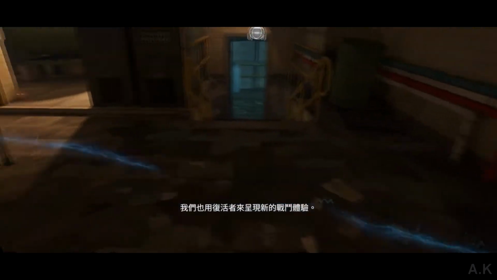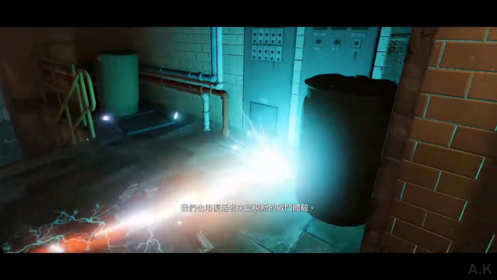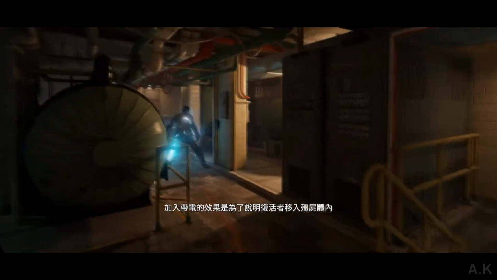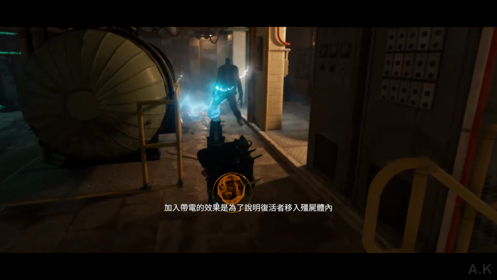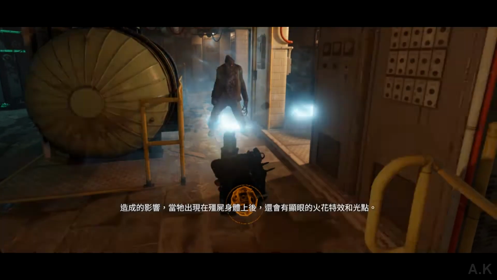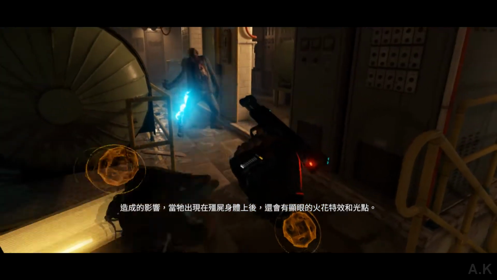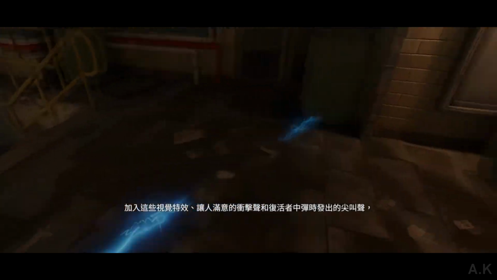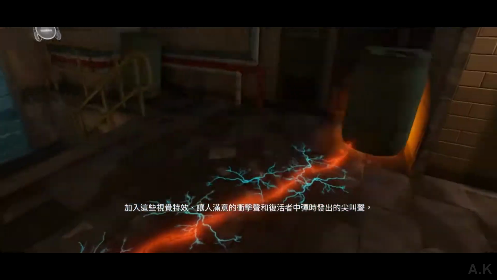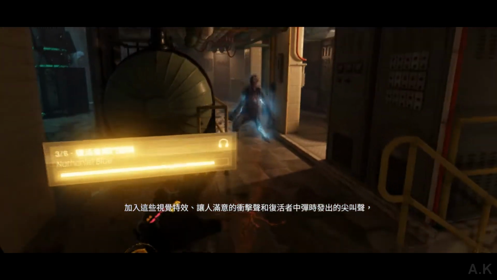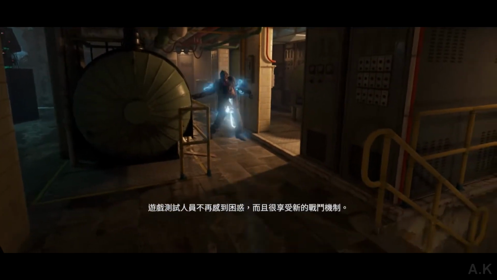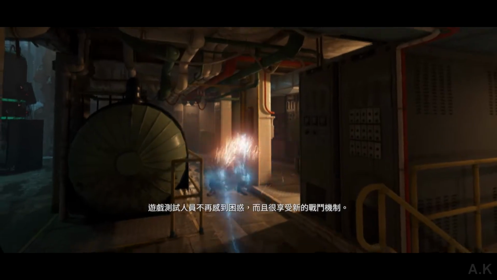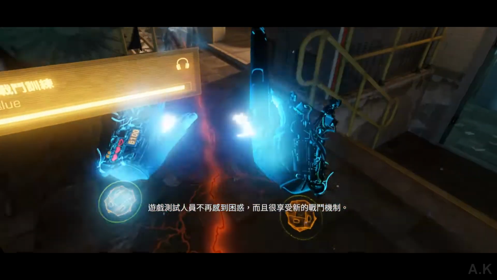We also used the Reviver itself to illustrate the new combat experience. Electrical effects were added to indicate the Reviver's movement inside the zombie, with a bright pop and glow as it emerged at a new location on the zombie's body. With these new visuals and satisfying impact sounds and screeches from the Reviver when hit, playtesters were no longer confused and consistently enjoyed the new combat mechanic.